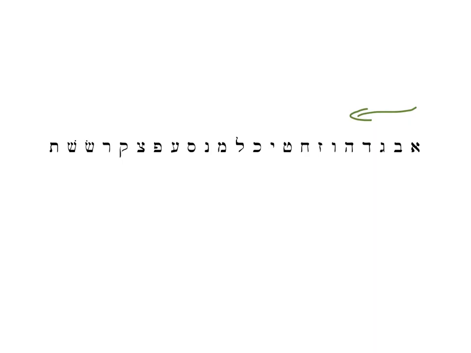Let me remind you of just a couple of points here. There are 5 letters that have a different final form. Those are Kaf, Mem, Nun, Pei, and Tzadeh.